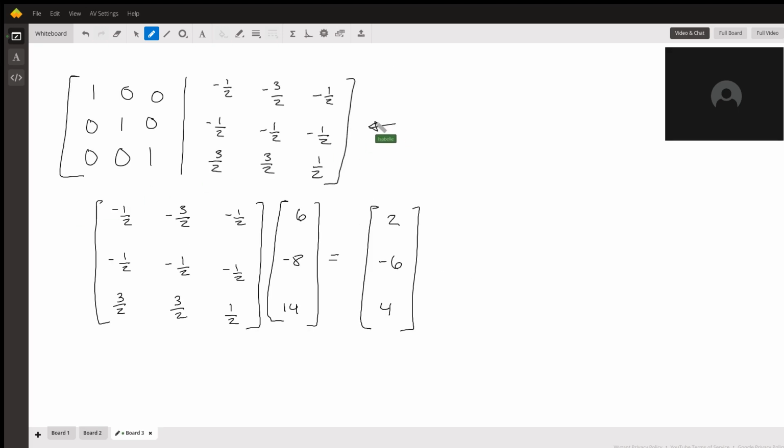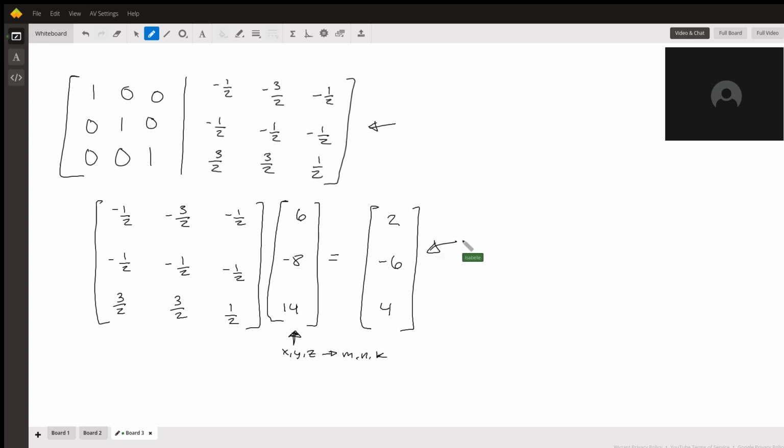This is what happened when I went through that process of row reducing to invert that matrix. I got this guy. And so in order to convert this vector from the XYZ basis to the MNK basis, I just multiplied it by this change of basis matrix I found, and I was able to get this new vector 2, negative 6, 4.